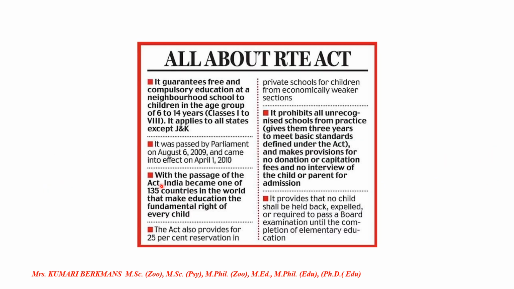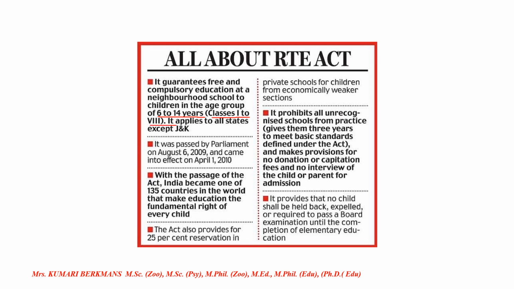So let us recollect all those things. What is the first point we are going to recollect? It guaranteed free and compulsory education at the neighborhood school to children in the age group of 6 to 14 years. This you have to have in mind. Age group 6 to 14 years, compulsory free education. After that they have to pay and educate. So this is classes 1 to 8th, 1 to 8th free education.